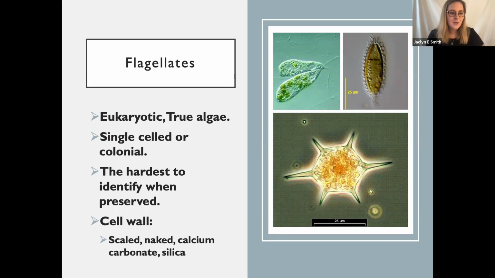So after they've been preserved, they kind of look like a ball of mush in the microscope. But the other ones, like I have a couple pictured here, can be scaled, like in the upper right-hand corner. They can also have calcium carbonate, like a cell wall, as well as silica.